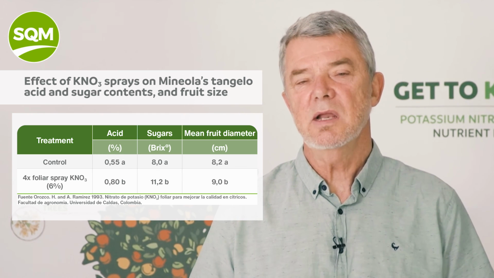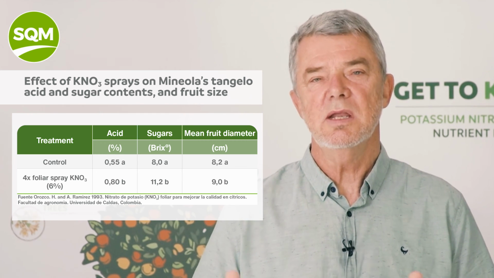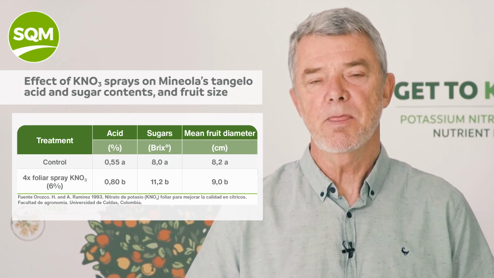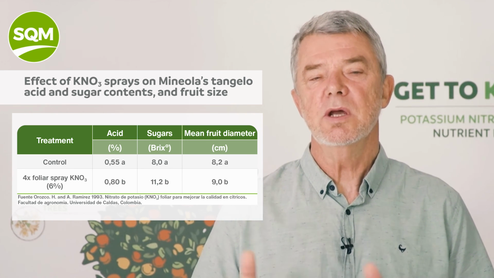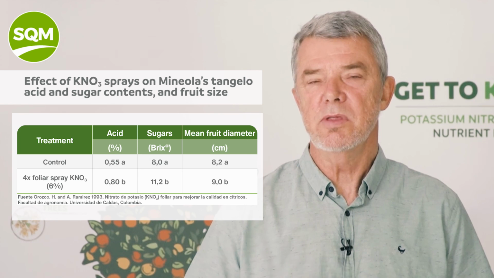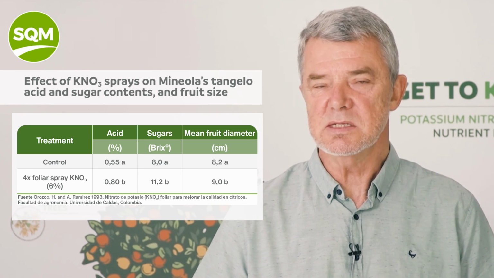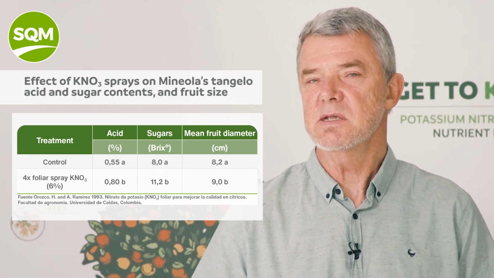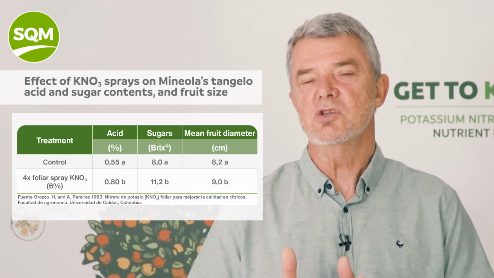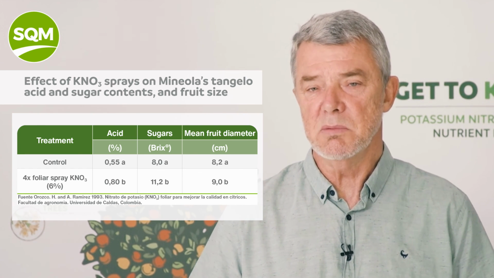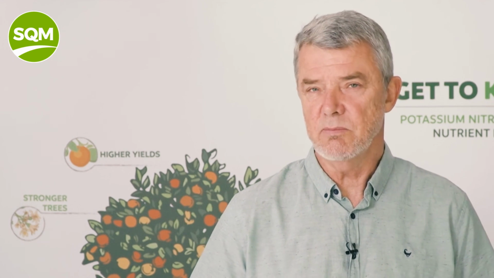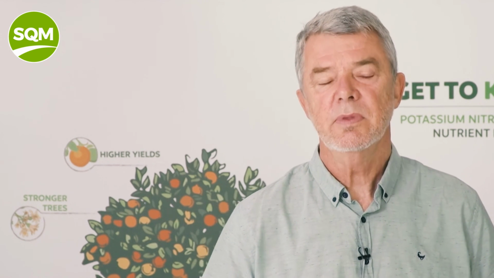Now, if you calculate the sugar to acid ratio, it actually stayed the same at about 14, but the sugar in the control was so low that it would have affected the taste. It would have been insipid or pretty tasteless. So the foliar potassium actually increased the sugars to above the minimum level without affecting the sugar to acid ratio.